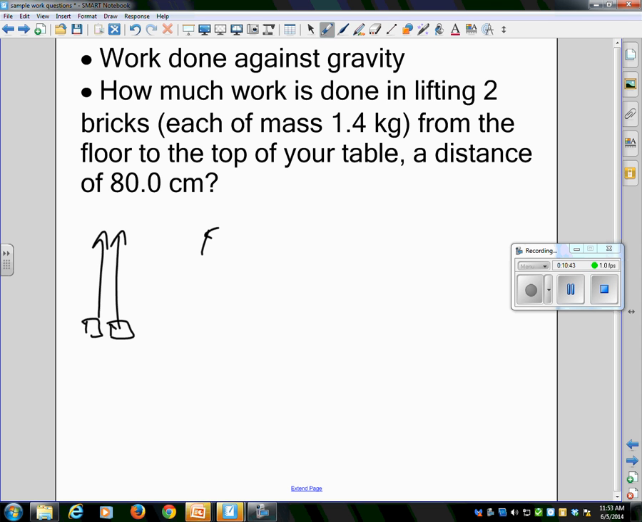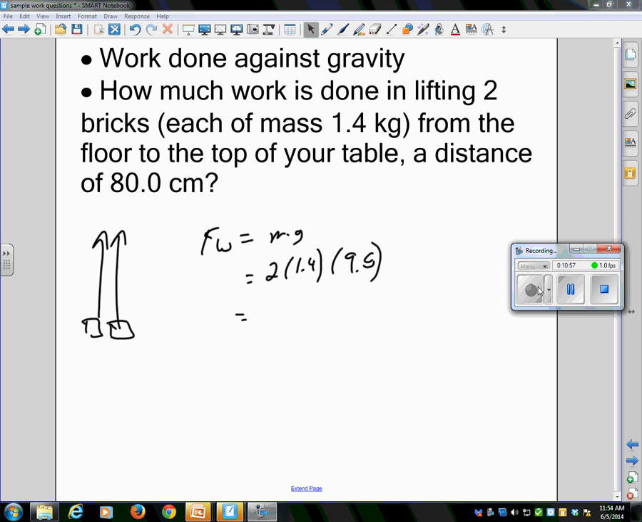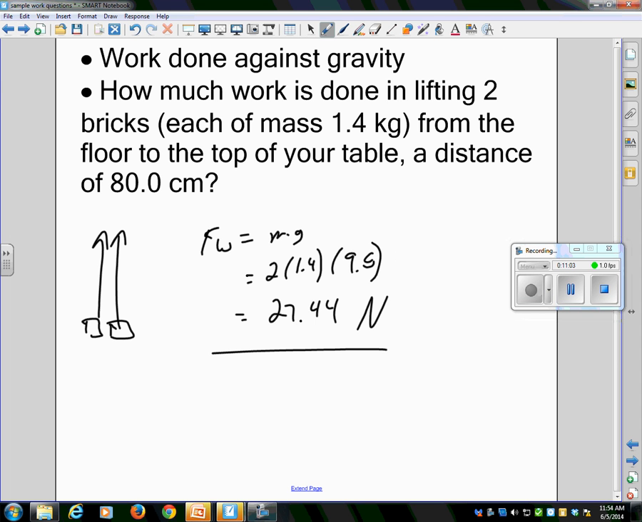What is the force required? Well, I'm working against gravity, so it's going to be 2 times 1.4 times 9.8. I'm going to need a calculator for that. 27.44 newtons, right? Force. Yeah, but that's not the end. No, that's not the end.